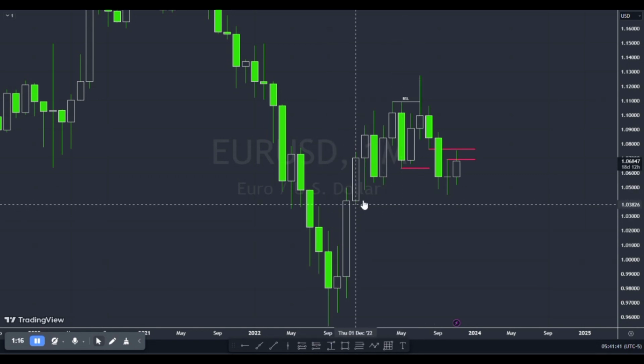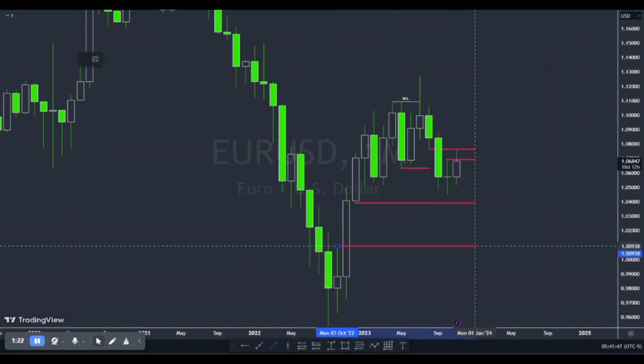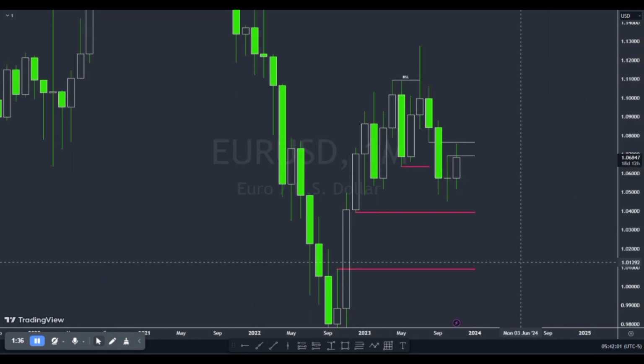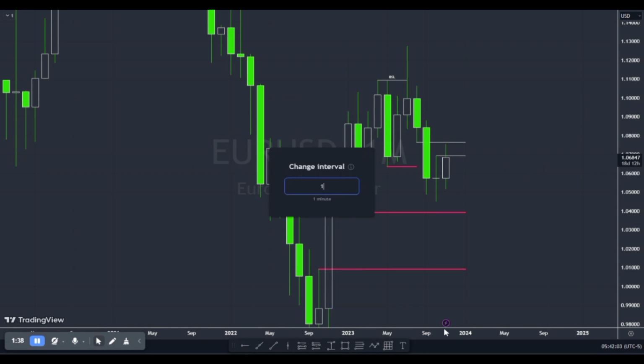We can see imbalances down below. And this is where I expect price to get to in the future, which is not anytime soon. So this is our analysis basically from the monthly chart. Maybe this area, right. So then we'll drop to the weekly charts.